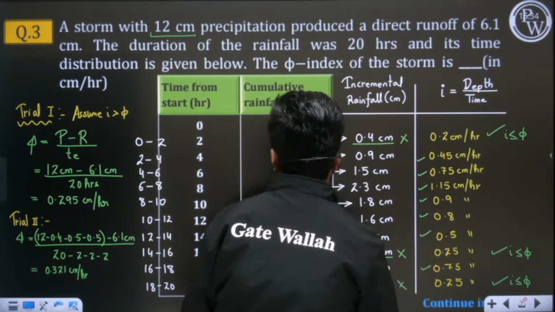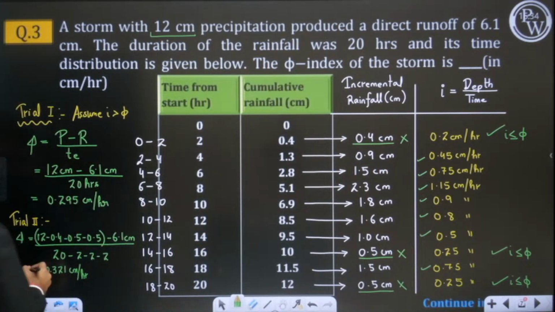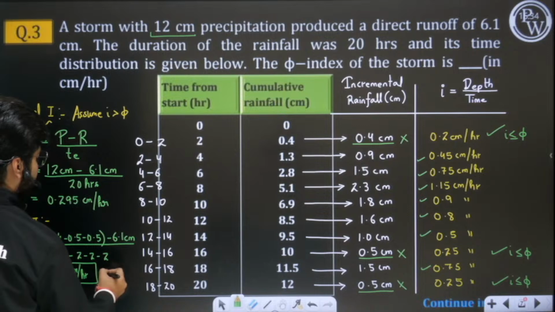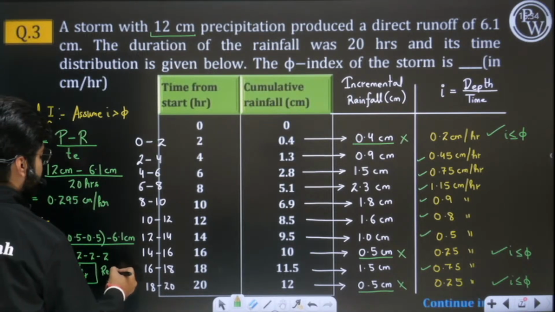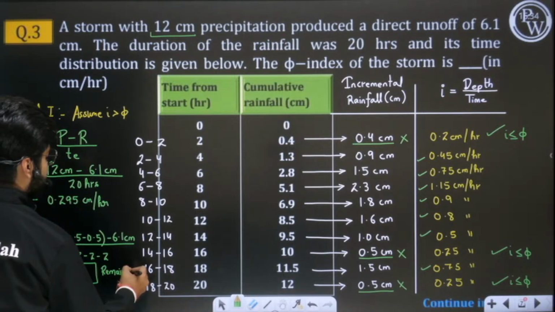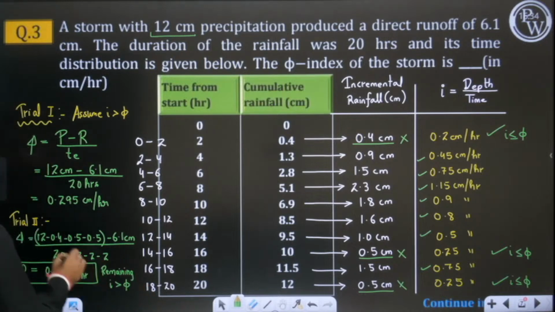So now this is the final answer. Why? Because this phi index is less than all the remaining I values. The remaining intensities are more than this phi. So this is your final answer. We will stop the trial here, and this will be the final answer.